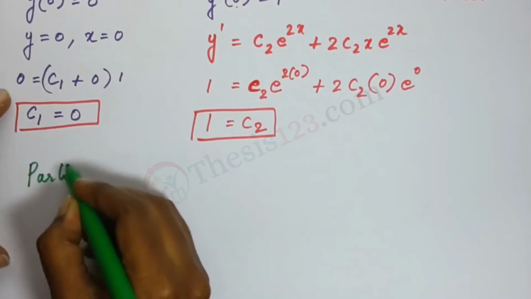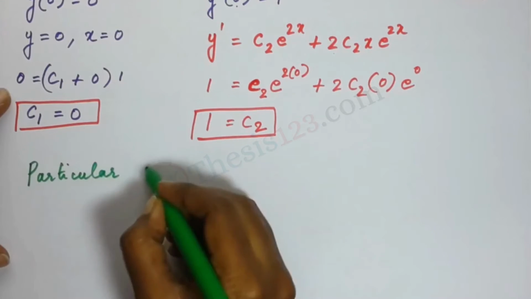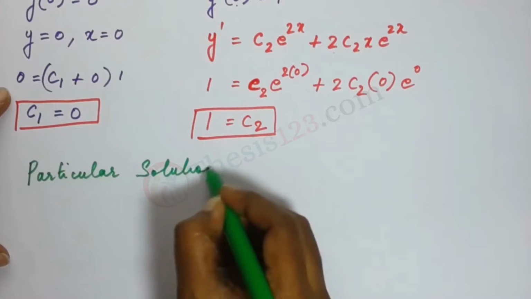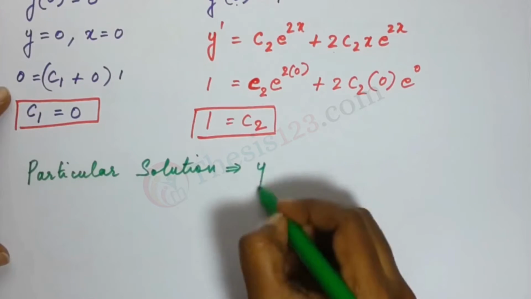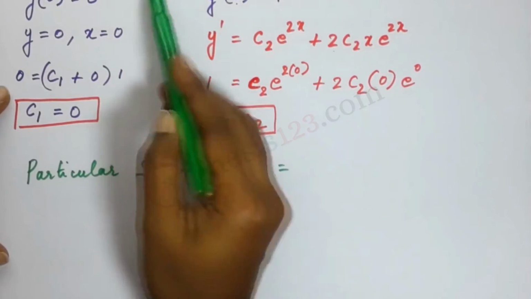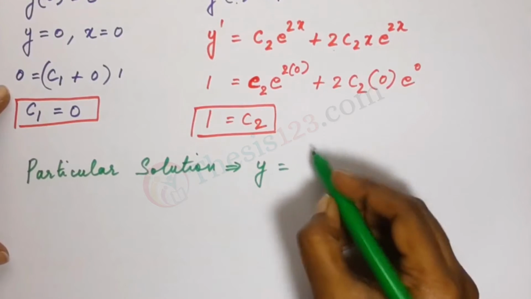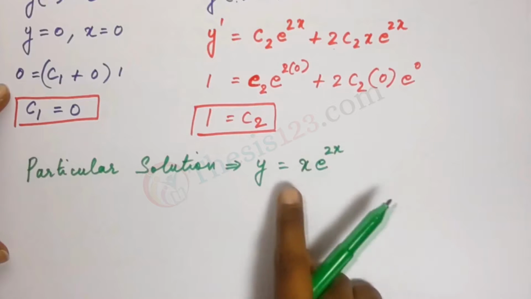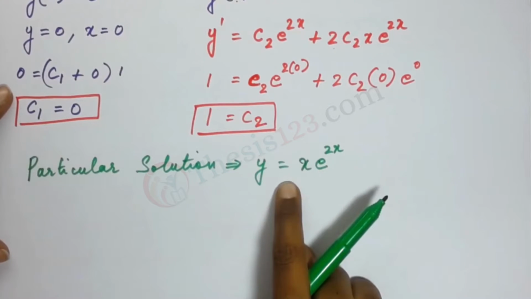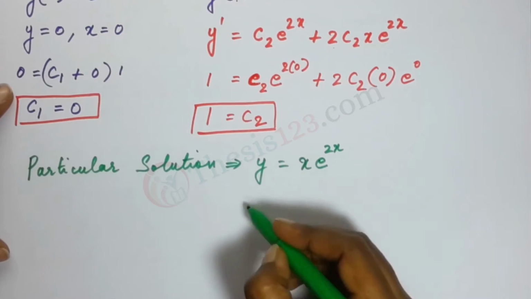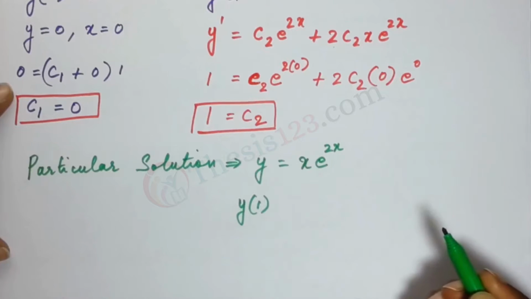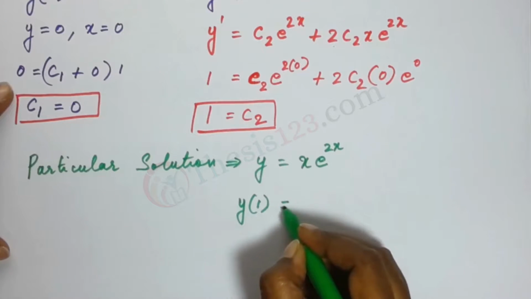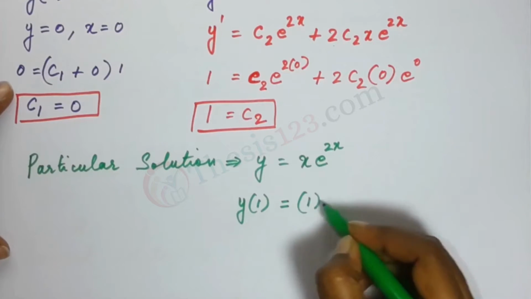So the particular solution: y is equal to, c1 is anyway 0, so we have c2, and c2 is 1, so it is x e power 2x. So that's our particular solution. But the question asks us to find out what is y of 1. So y of 1 is equal to 1.